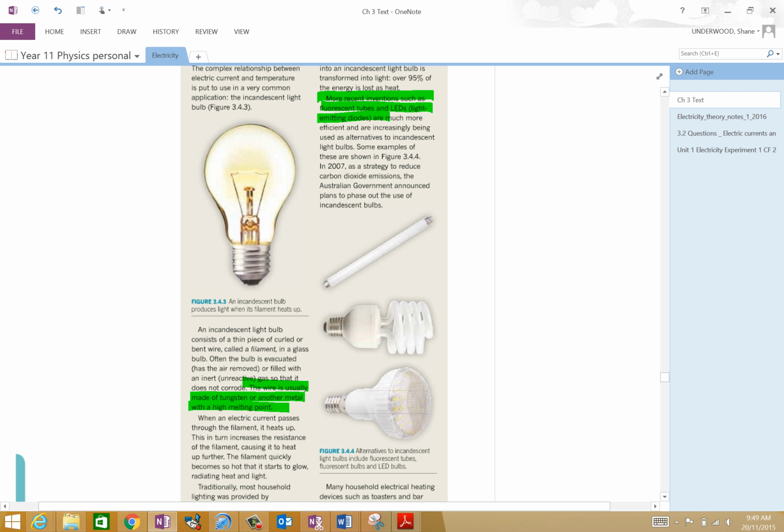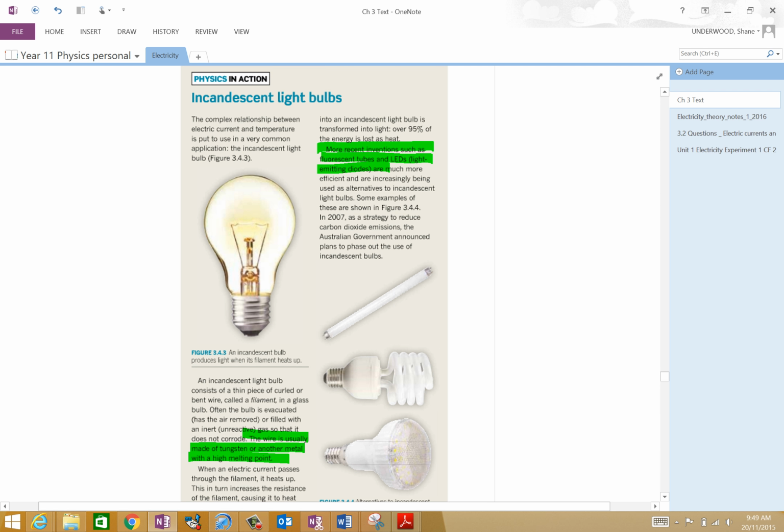Very good. Now, are we going to ask you why they use tungsten? No, but it's nice to know. The high melting point. Why? Because when current flows through it, what happens? It glows. And we obviously don't want the tungsten filament to burn out, do we? So that's why they tended to use those.